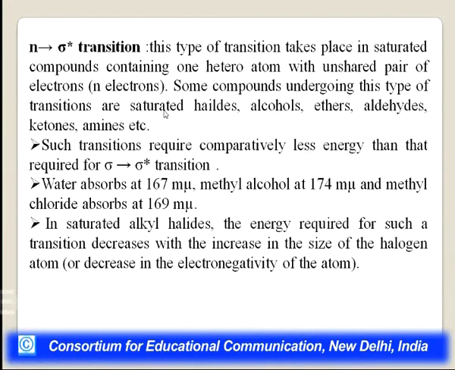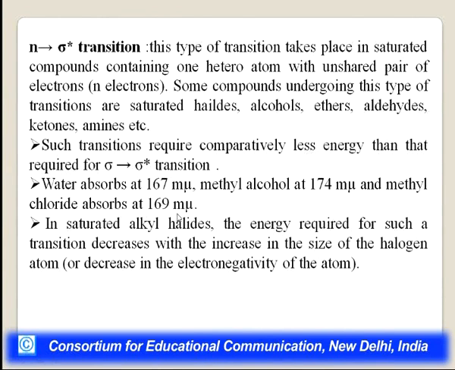Another transition is non-bonding to sigma star. This type of transition takes place in saturated compounds which also contain one heteroatom with an unshared pair of electrons, that is non-bonding electrons. Some examples are here: you can see saturated halides, alcohols, ethers, aldehydes, ketones, amines. All of them are saturated compounds along with a heteroatom. Such transitions require comparatively less energy as compared to sigma to sigma star. For example, water absorbs at 167, methyl alcohol at 174 and methyl chloride at 169 millimicron.